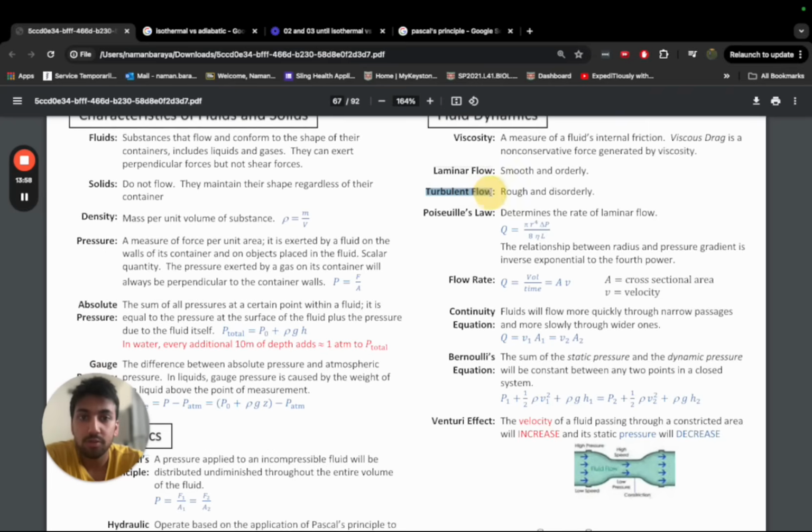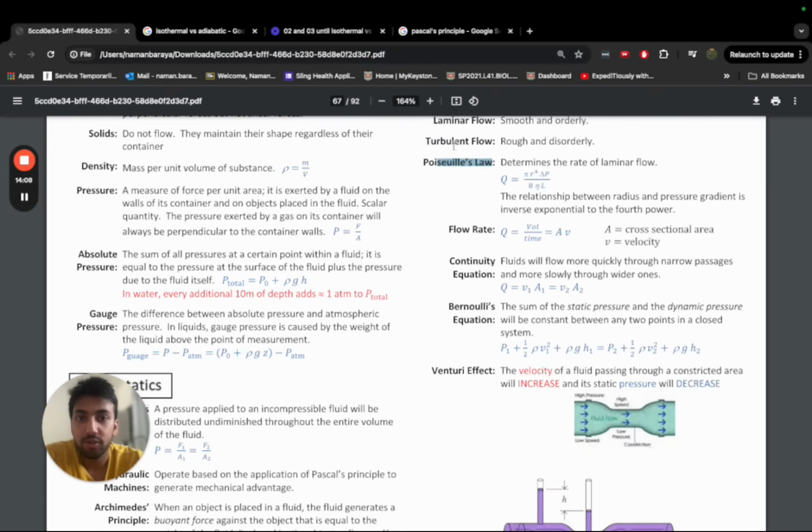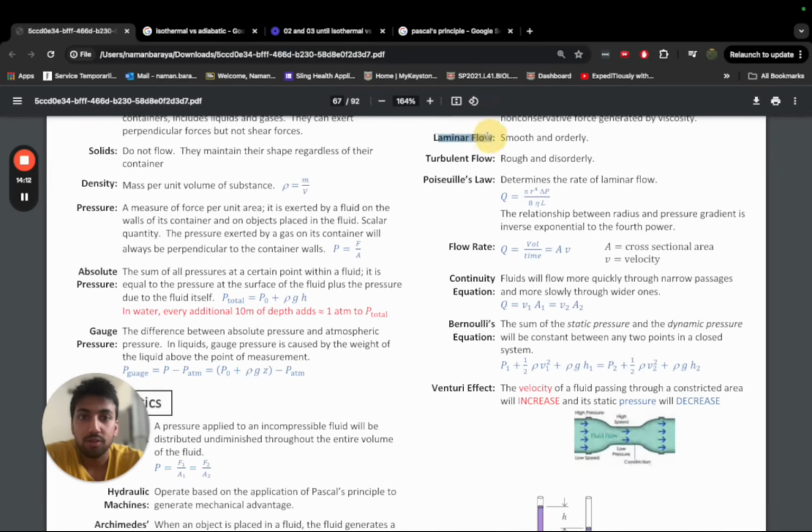Laminar flow and turbulent flow. Laminar flow is smooth. Turbulent flow is kind of like an airplane when it's really rocky, very rough and disorderly. Poiseuille's law, I've never known how to say this, but it basically determines the rate of laminar flow. So it's assuming that it's smooth and orderly. If there's a lot of bumps and edges, then you can't use this law.